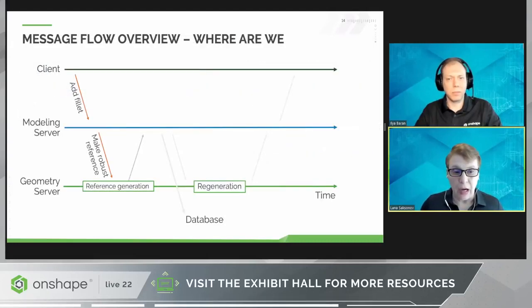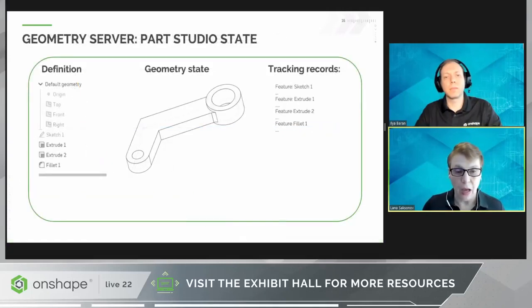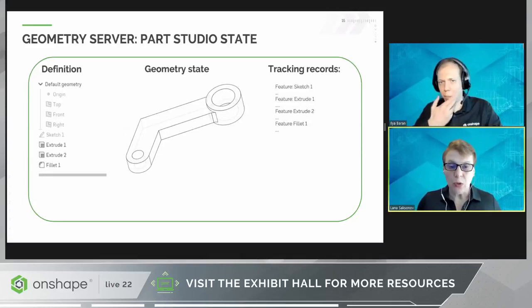And this is where we are in the process of adding a fillet feature. The modeling server is asking the geometry server to generate a robust reference for the selected edge. A geometry server serves one part studio. Its state always corresponds to a particular state of that part studio. It exists to provide the modeling server with information. The part studio geometry server receives the part studio definition, its feature tree and part properties, and uses it to construct the geometry state and tracking information.